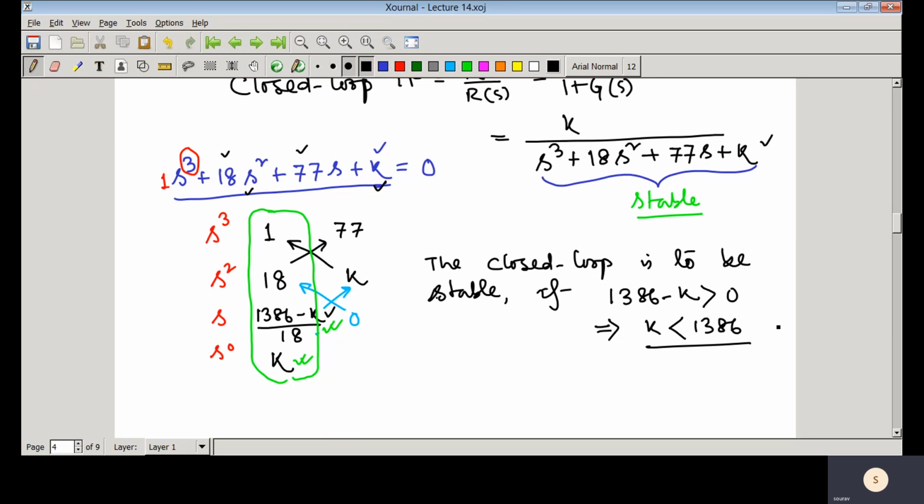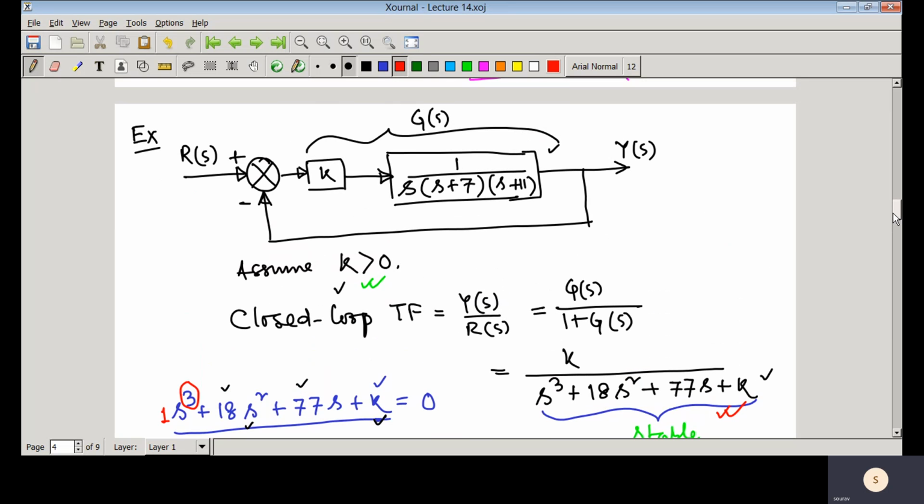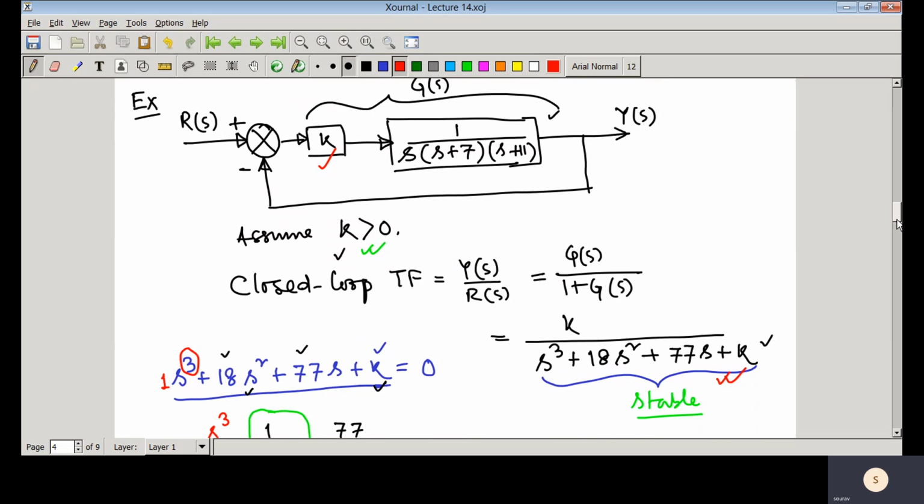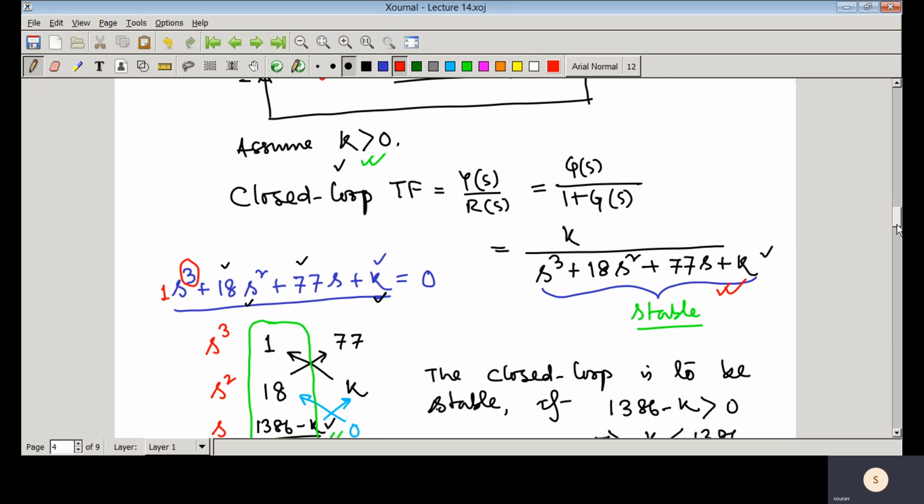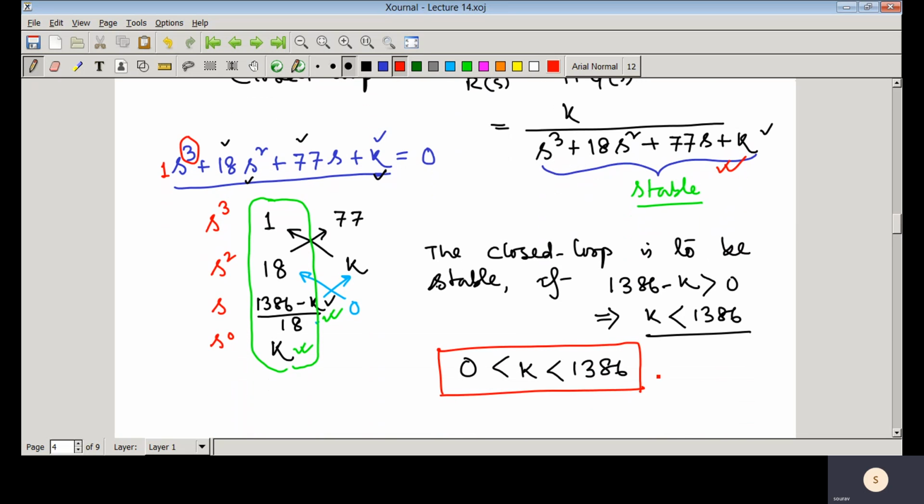So if K is less than 1386 and greater than 0, if we allow this particular range for K, this polynomial always would be a stable polynomial. That means all roots should be in the left half of the S plane. From this example, what we have learned is that whenever you have a closed loop system and K is a proportional controller, applying Routh-Hurwitz criteria and imposing the stability constraint, we can find the range of K for which that system would be stable.